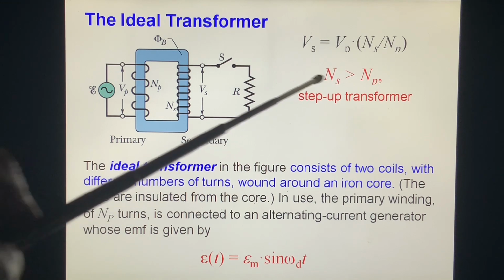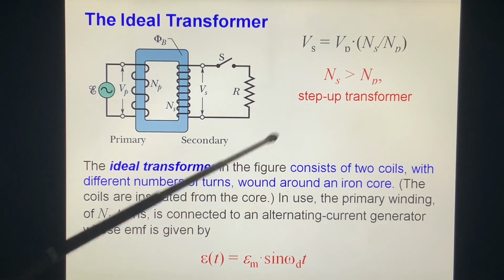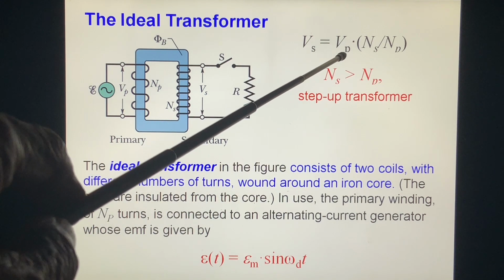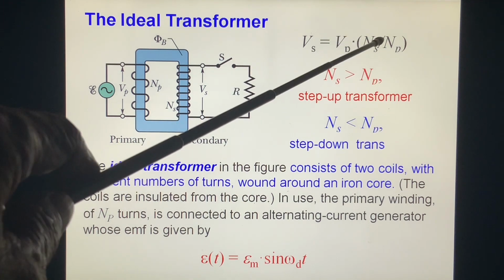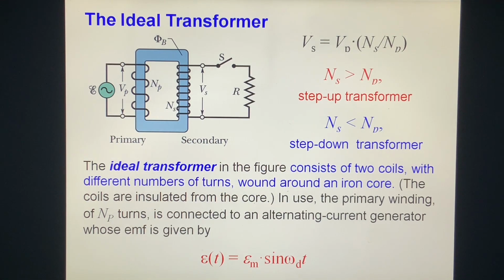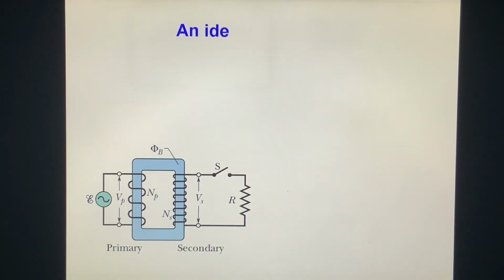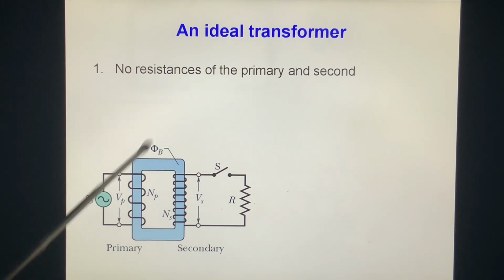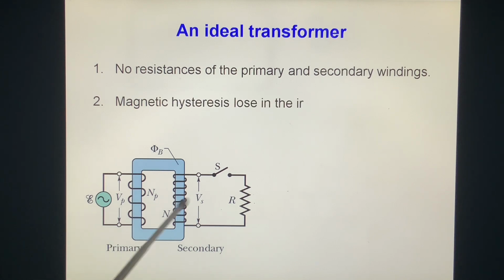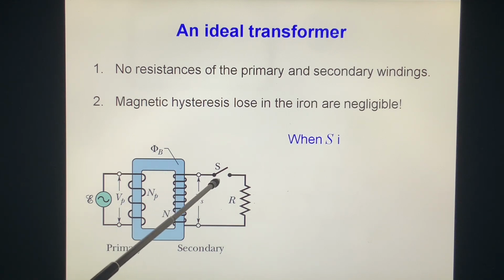If Ns is larger than Np, then we call it a step-up transformer, and the voltage Vs is larger than Vp. If Ns is smaller than Np, so the ratio is smaller than 1, we call it a step-down transformer. For an ideal transformer: one, no resistance of the primary and secondary windings, so no dissipation. Two, magnetic hysteresis losses in the core are negligible. When S is open, there's no current.